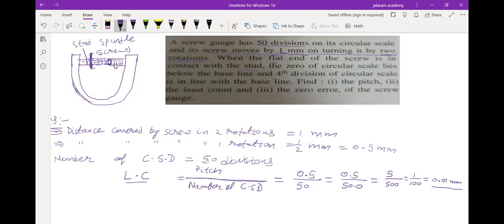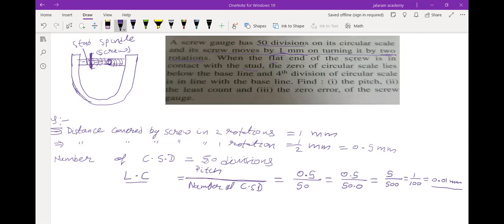If zero, yes, sir. The positive zero error. If zero error of circular scale lies below the, no, sir. If circular scale, sir, lies below the zero. Yes, circular scale lies. Wait, give chance to others also.